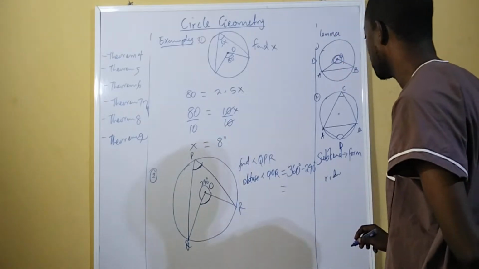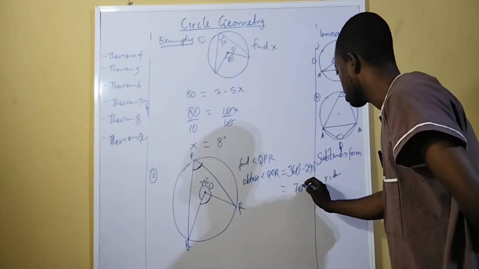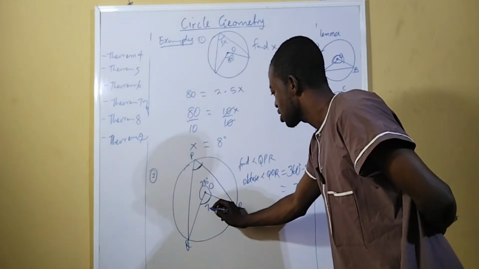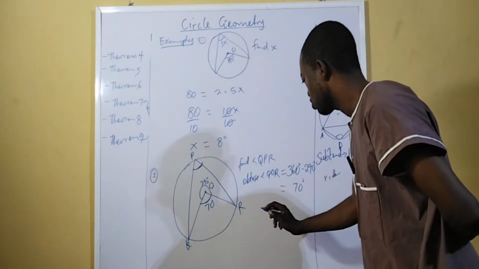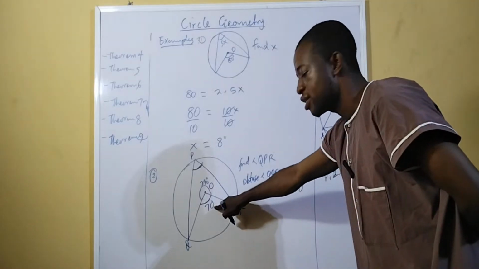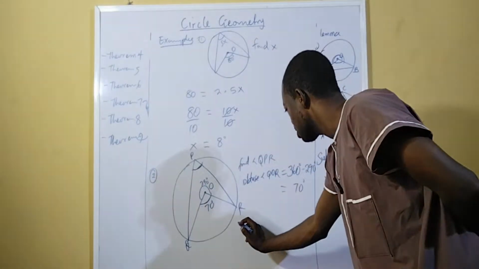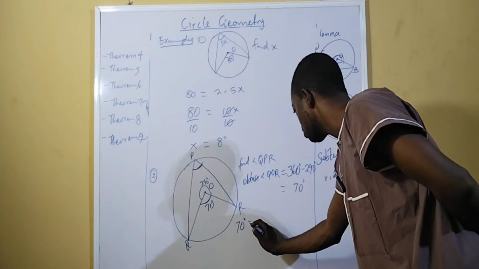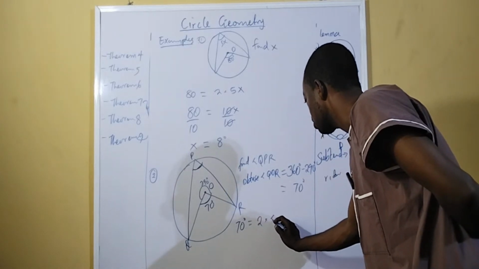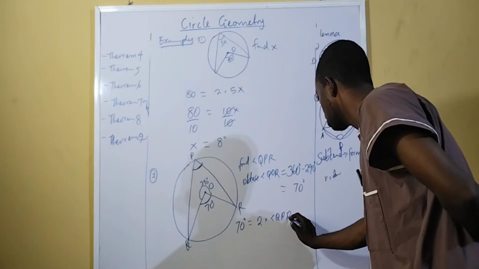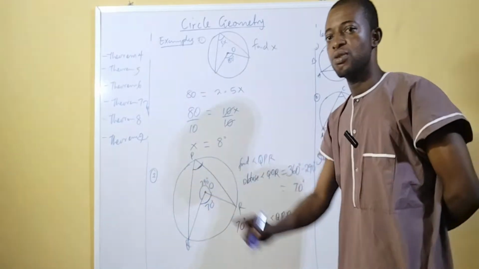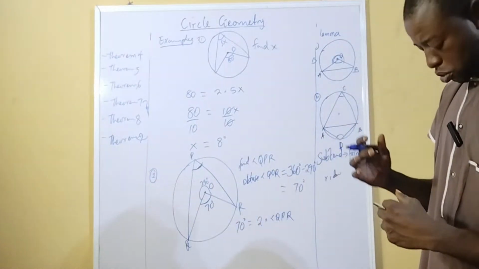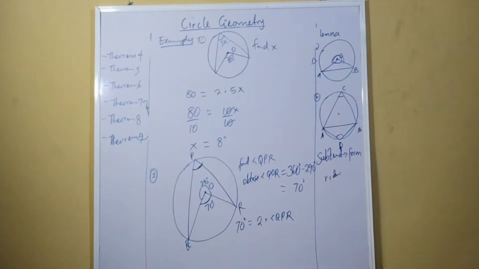That is, this angle now will be 70 degrees. So the angle at center here is 70 degrees. To get this angle QPR is not difficult again, because we have angle at center is twice the angle at circumference. So we can say that 70 degrees equals 2 times angle QPR. This angle at the center is 2 times angle at the circumference. So that's the simple application of theorem 1.